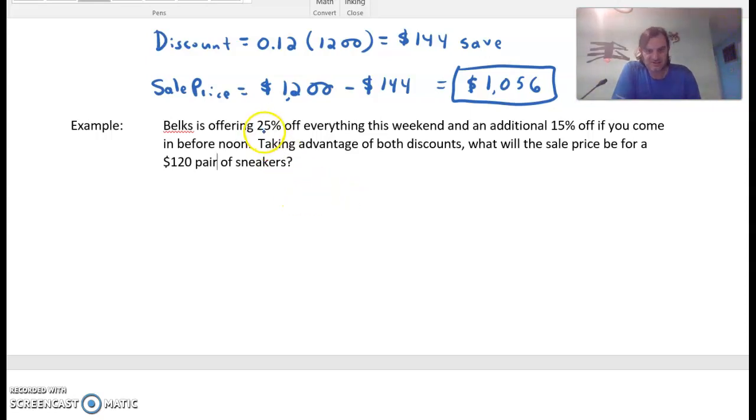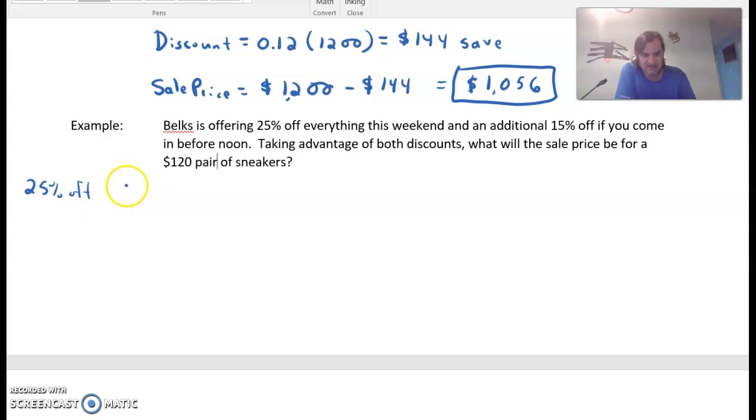Most people will just take the 25 and the 15 and add them together and say, well, that's 40% off. But generally, that's not how these stores operate. Usually, they will take 25% off, get a new total, and then take 15% off of that. And I think we've got time to do both ways. So let's say we're going to do the 25% off first.